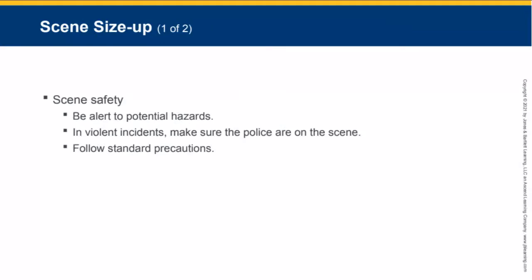So we have looked at the anatomy and physiology of the structures involved as it relates to bleeding. We have looked at the pathophysiology, which is the problems. Let's look at the patient assessment approach to dealing with a patient that is bleeding. So start with your scene size up, scene safety. Be alert to potential hazards. In violent incidents, make sure the police are on scene and follow your standard precautions.